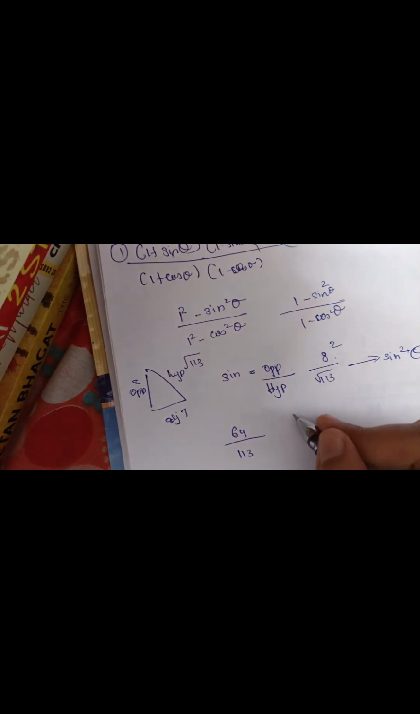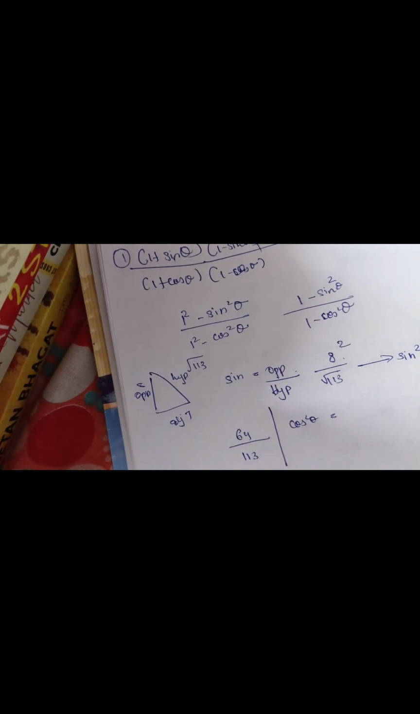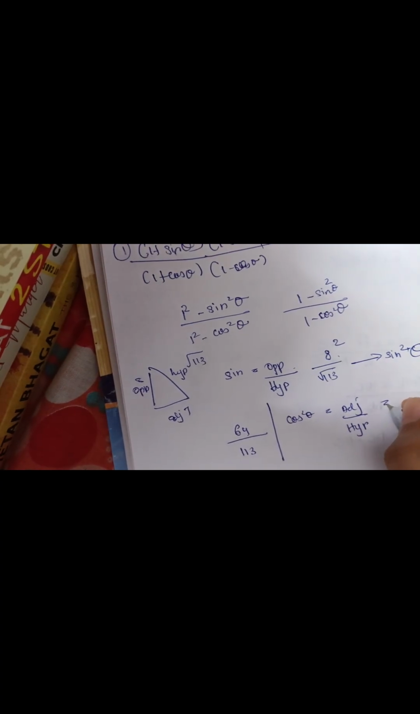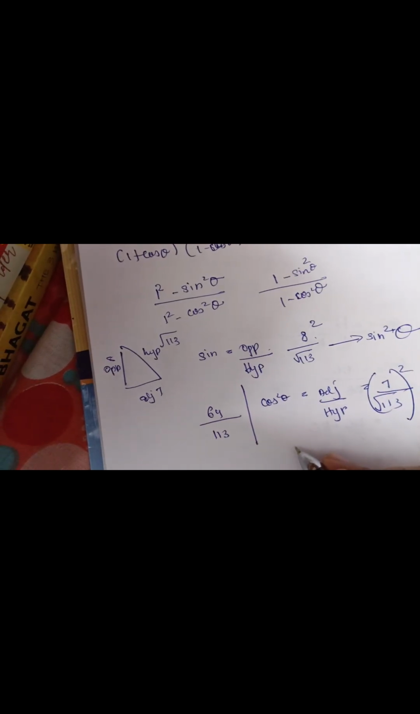Now doing the cos square theta equals adjacent by hypotenuse. Here the adjacent side is 7 and hypotenuse root 113. So 7 by root 113, the whole square is 49 by 113.